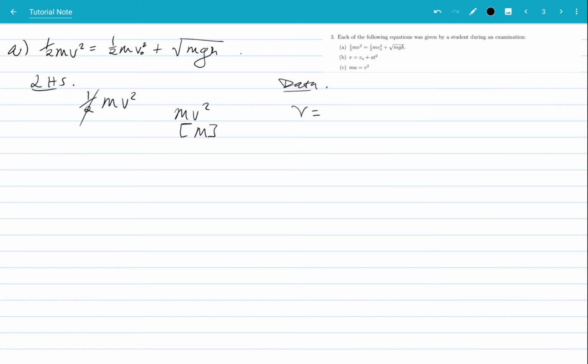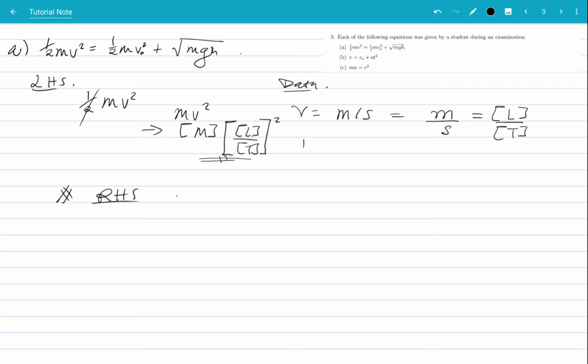What is v? V is the velocity, isn't it? Velocity is meters per second, which can also be written as meters over seconds. In form of dimensions, I can write meters as capital letter L, and seconds as capital letter T, because they represent time. So I've written capital letter M for the mass, and now for my velocity I'll say capital letter L over capital letter T, then all of this squared. So these are my dimensions for the left hand side. Alright, let's push to the right hand side.